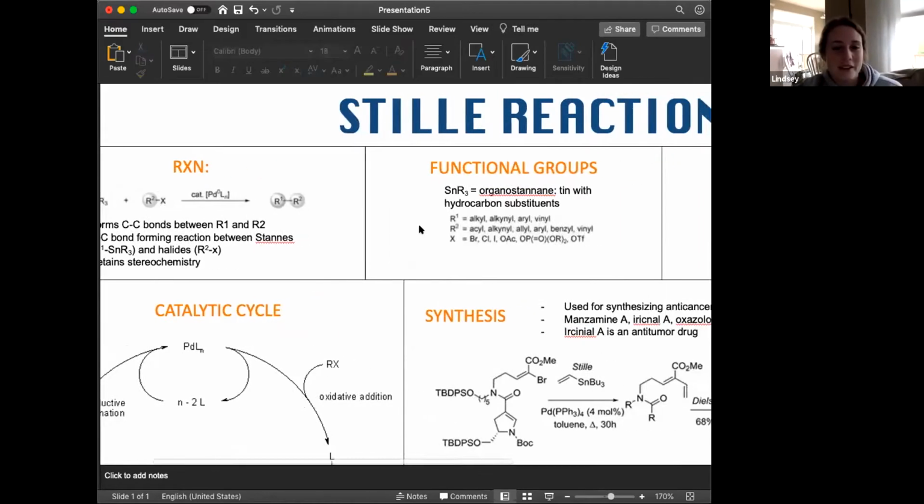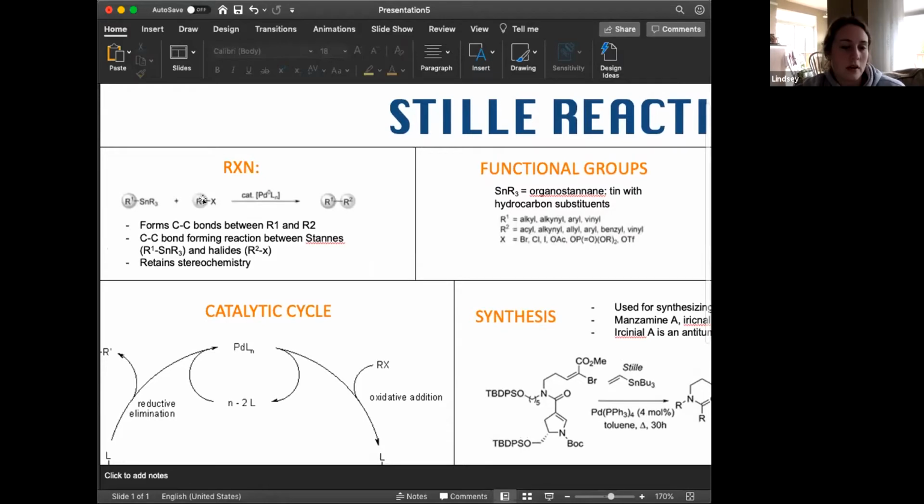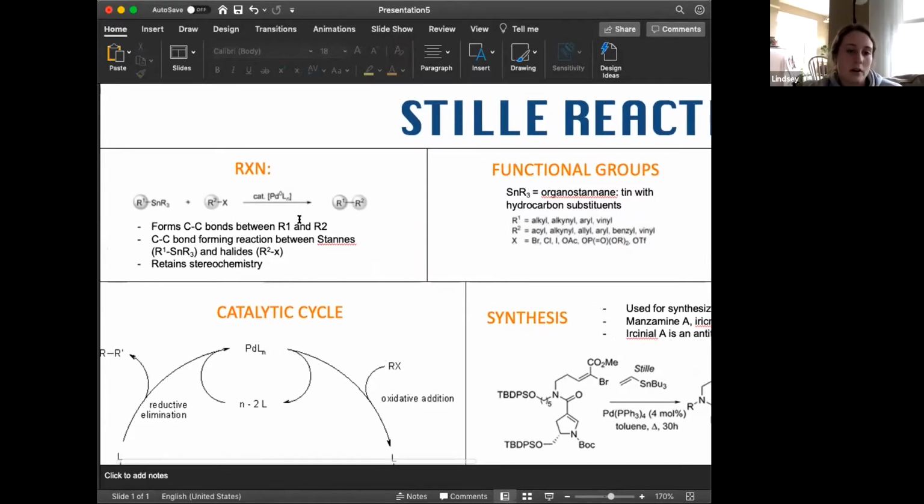Okay, so I'm talking about the Stille reaction, which is basically the Heck reaction, except that in the Heck reaction, on the R2 substituent there was a hydrogen, and here they replace that hydrogen with a halide group. The reaction forms a carbon-carbon bond between R1 and R2. And this SnR3 is, I'll talk about that in the functional groups, but it retains stereochemistry as well.